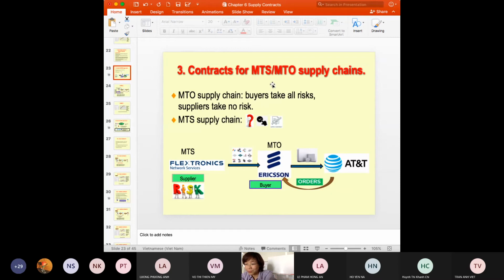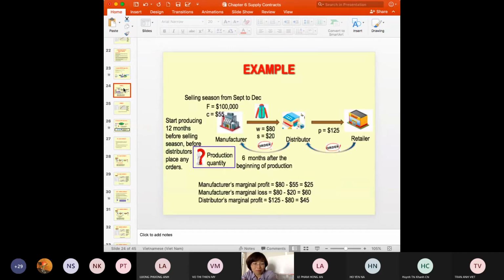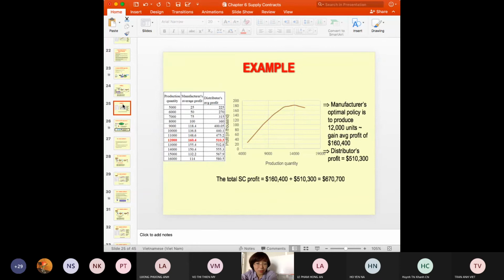So what about the previous contracts, where the supplier produces make-to-order? How can we share the risk? Here is the example we just analyzed.